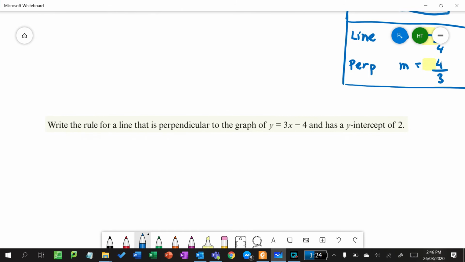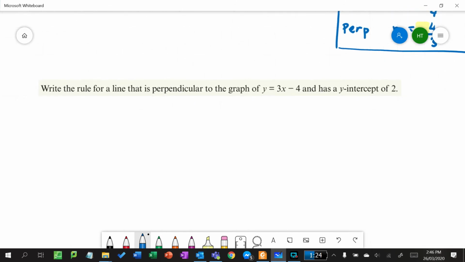Alright, write the rule for a line that is perpendicular to the graph of y equals 3x minus 4 and has a y-intercept of 2. So the original graph has a gradient of 3. So that means the perpendicular graph has a gradient of m equals negative 1 over 3, which is the negative reciprocal.